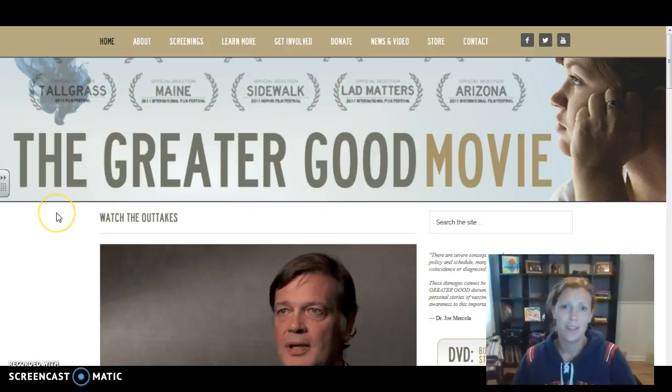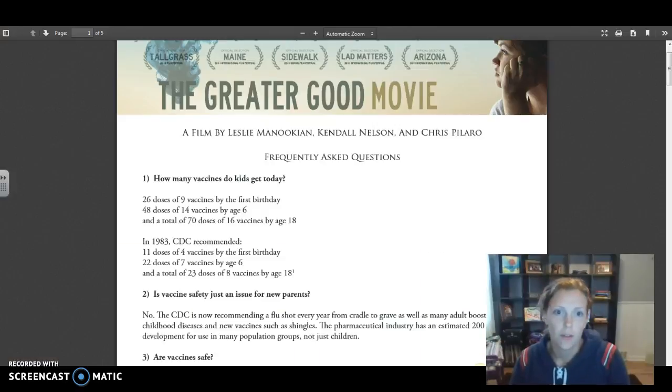So again, I'm not saying vaccines are bad. I would never say that. Science has proved over and over that they are great, but I want to push your thinking on that. And here's the first thought from the movie that I wanted to point out.